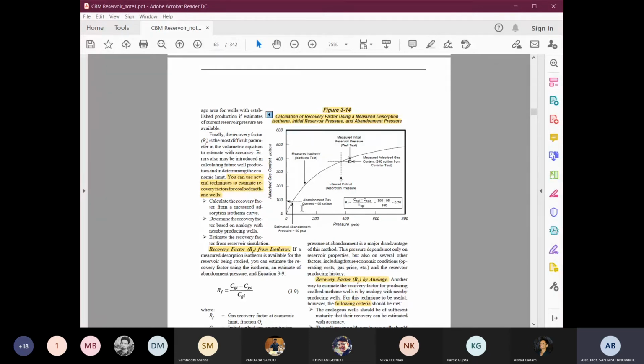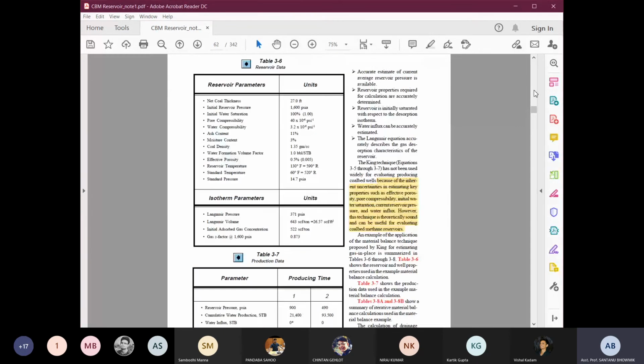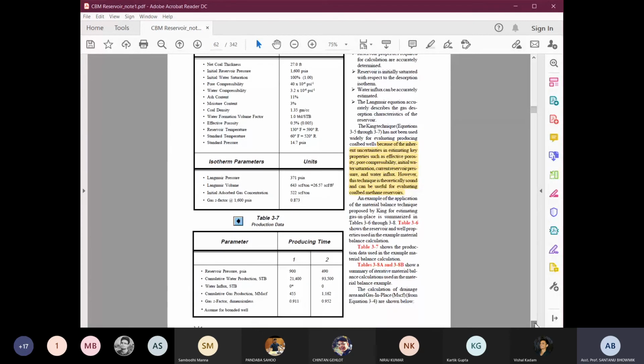Whereas if your graph is much flatter, what will happen? The moment you reduce the pressure, you may find that after some time your gas production will start, because if it is the flatter one, as you reduce the pressure, you get the gas production. So the flatter graph is more suitable for gas production, with stable gas production throughout the time. And then you can see the isotherm.